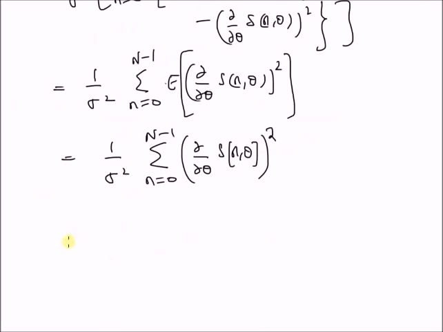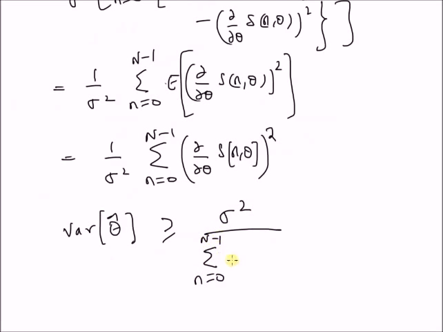The CRB on the variance of the estimator theta hat is given by sigma square divided by the sum n equal to 0 to n minus 1 square of the first derivative of the signal.